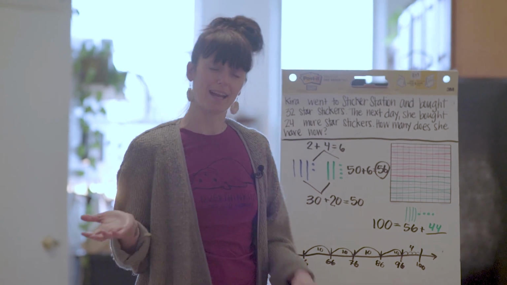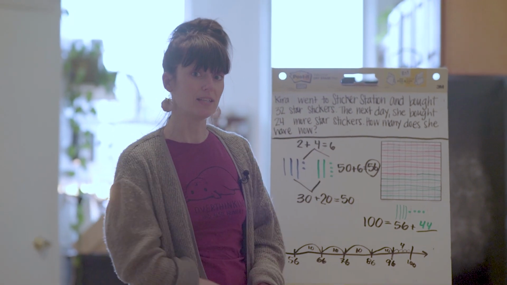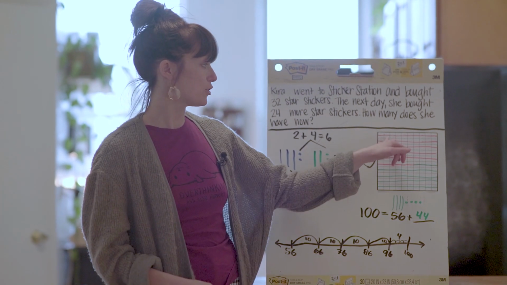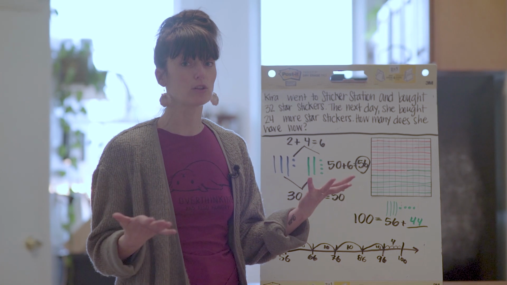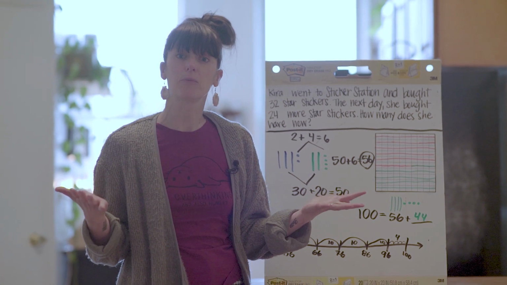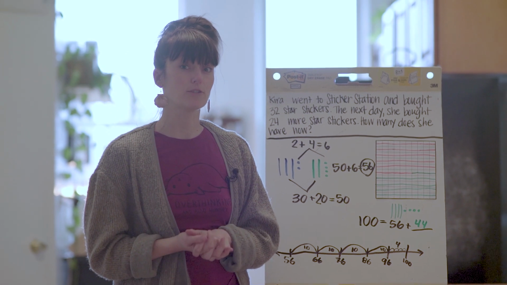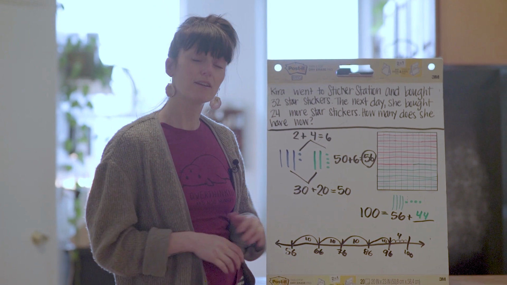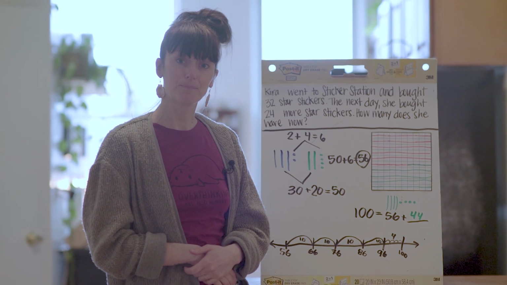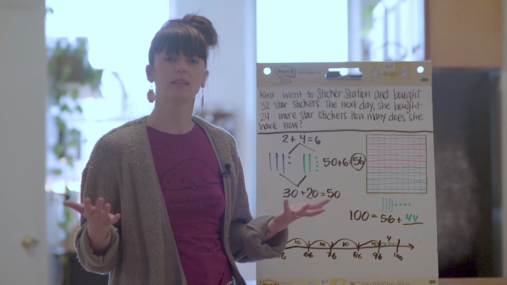So for your work today, I've included a worksheet for you to continue working on these types of problems. You might choose to work on an open 100 grid like this, which I've included. If you have a printer, you could print one out. If you don't have a printer, you could use the interactive 100s chart that I've included a link for as well. Or if you'd like, you can draw a number line on paper, or you could even use the interactive number line that I've included in the link as well.